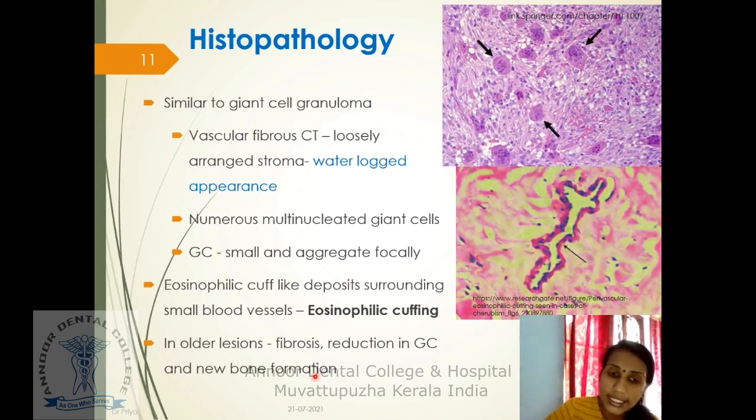And in older lesions, there will be fibrosis, there will be reduction in the number of giant cells and also new bone formation because the lesion is going to regress. So obviously the clastic destruction of the bone or resorption of the bone will decrease. So you will have reduction in the number of giant cells. There will be a better connective tissue being formed. So you have dense collagen fibers and also new bone formation.